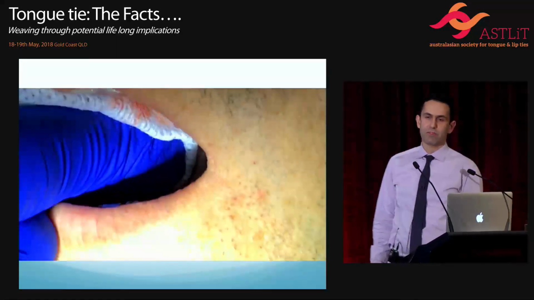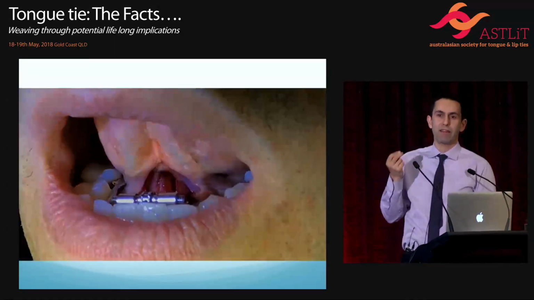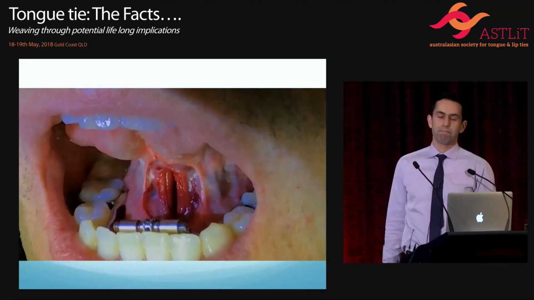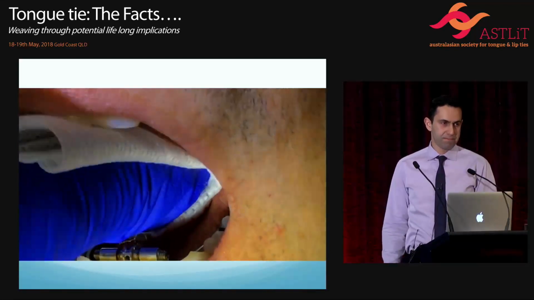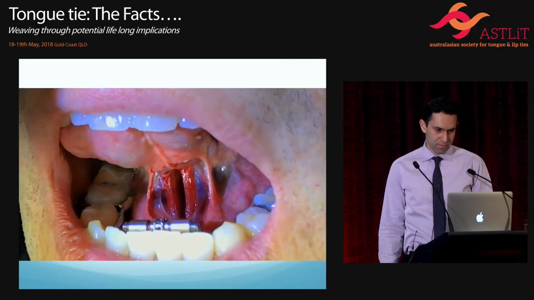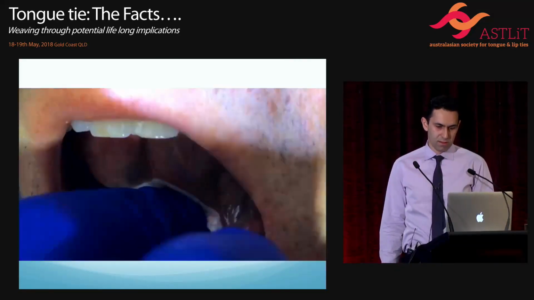You can see that the fibers are still restrictive. They're still bearing down the tongue, like a heavy backpack, forcing it down, like an anchor. Relax.